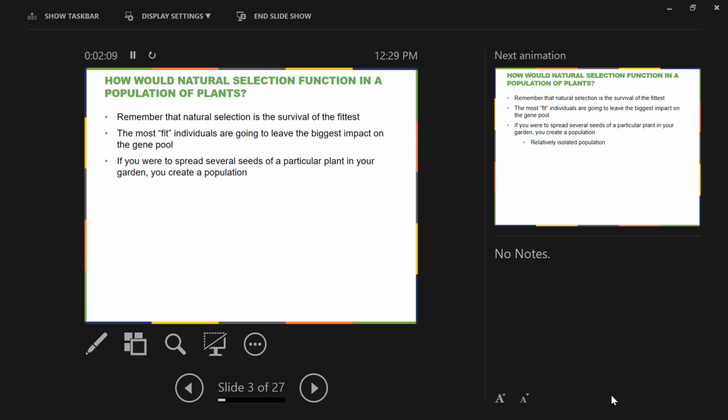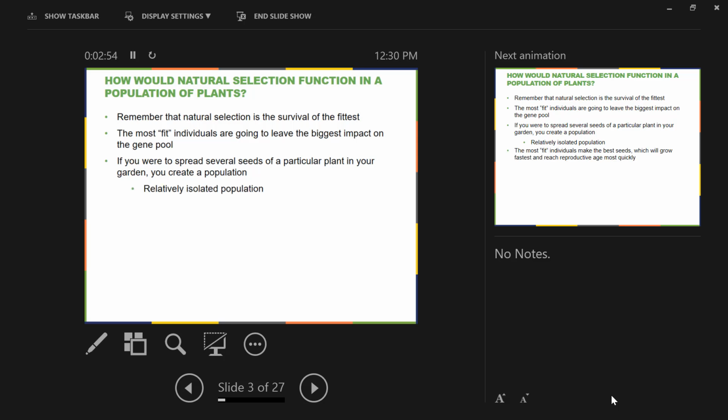Now, if you were to take several seeds of the same plant and spread it in your garden, you have now created a population. Okay? So let's say you take broccoli, because it's delicious, and you plant it in your garden, you now have a population of broccoli plants, which I don't know if you know this, but broccoli grows from mustard. It's derived from wild mustard, as is cauliflower and collard greens, and I think Brussels sprouts, and mustard, of course, and broccoli rabe, and kale. They all come from the same plant. Anyways, this is another story for another time.